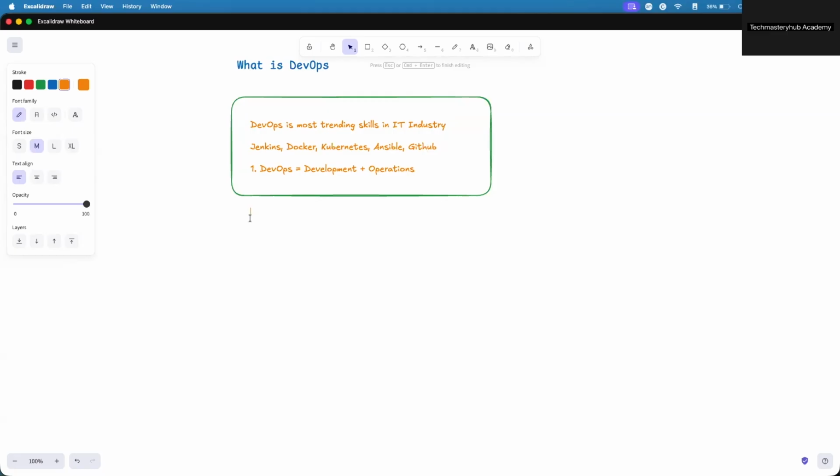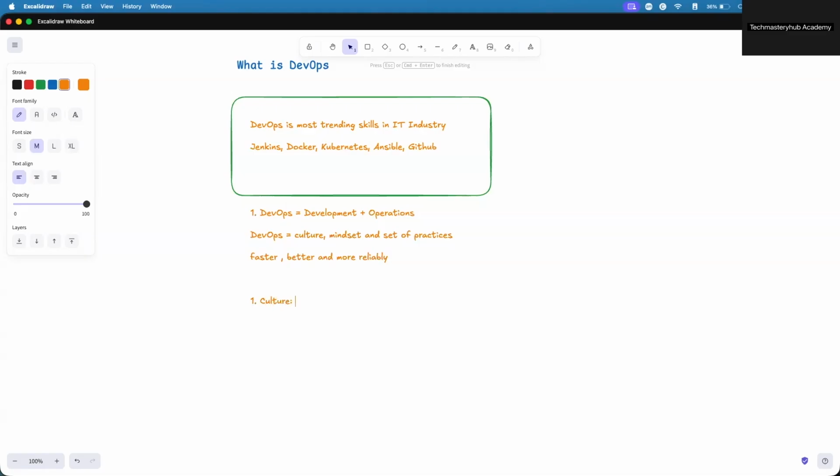DevOps is equal to development plus operations. But this is just the starting point. DevOps is a culture. DevOps is a mindset and set of practices that helps teams deliver software faster, better, and more reliably. Now let's understand each part.